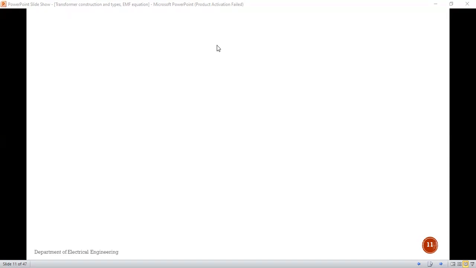So the basic difference between the core type and shell type is that in case of core type transformer, the winding of the transformer will encircle some portion of the core. कोरचा काही पोर्शन हा वाइंडिंग एनसर्कल्स करत आहे. आणि इन केस ऑफ शेल टाइप ट्रान्सफॉर्मर, some portion of the winding can be encircled by the core itself. core काय करेल, काही पोर्शन काय करेल, encircles करेल, or it may be surrounds. So these are the basic difference between the core type and shell type transformer. This is the basic difference आहे.